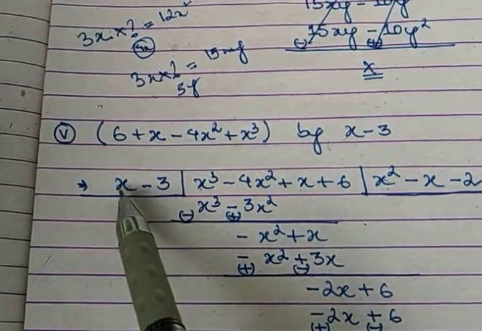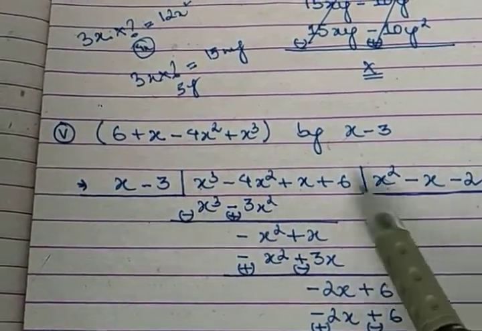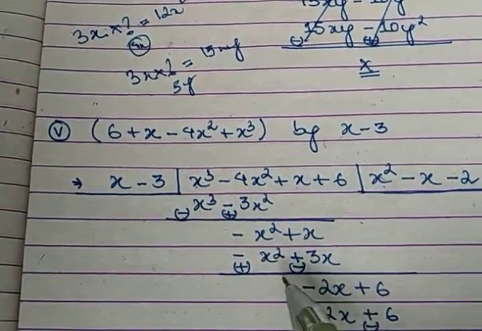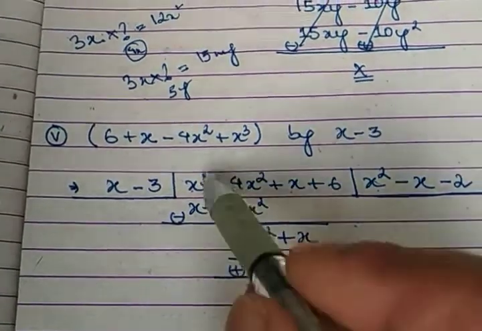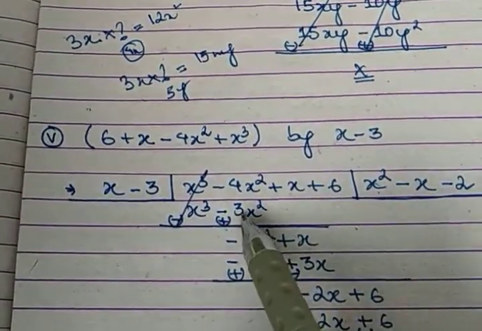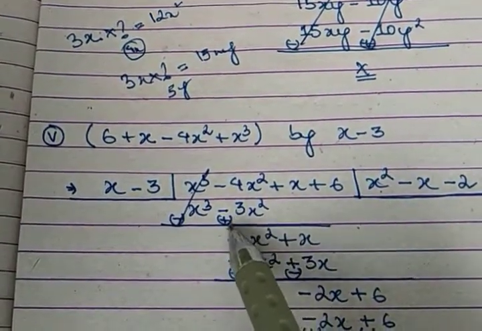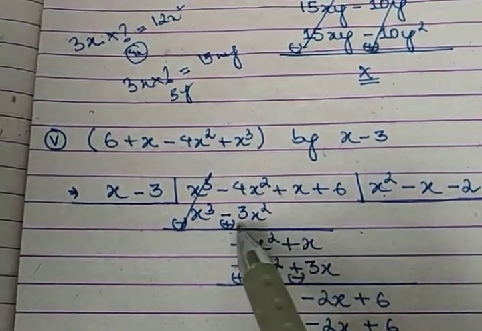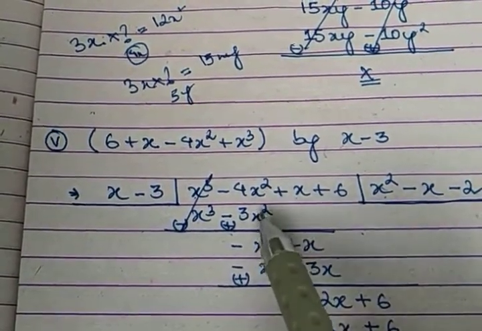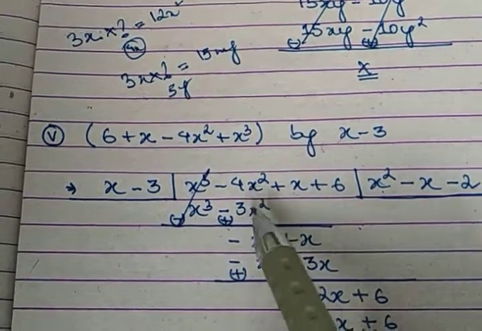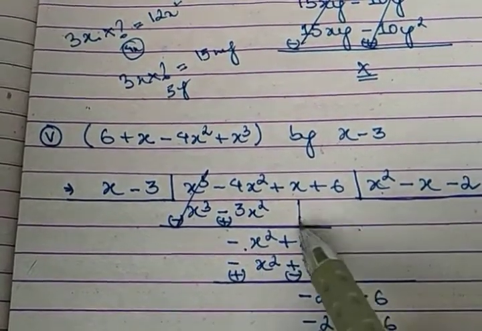Plus x squared times x is plus x cubed, plus x squared times minus 3 is minus 3x squared. After that, the signs change, these two get cancelled. Now this 3x squared has a new sign, plus. Minus 4x squared plus 3x squared, like terms with opposite signs, are subtracted, and the sign of the greater number follows, so it is minus x squared.